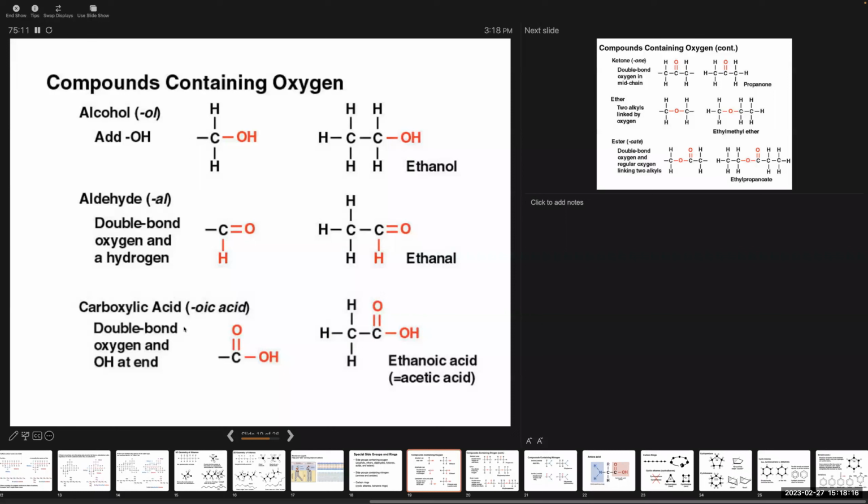The naming of these carboxylic acids, you take the name of your carbon chain, drop the E from the end and add oic acid to the end, OIC acid. So once again, sticking with the same theme of ethane, if you take ethane and turn it into a carboxylic acid, it becomes ethanoic acid. But remember that the prefix acet is sometimes used in place of eth. So this is acetic acid or vinegar.